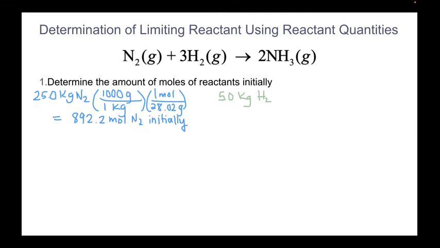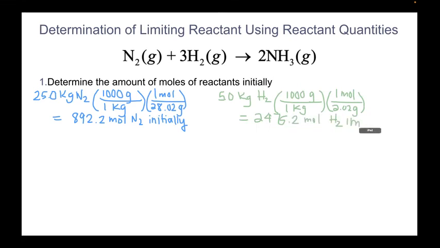Okay, hopefully you had a moment to challenge yourself and do this stoichiometry. Similar to our step on the left, we're able to say that for every 1 kilogram, I have 1,000 grams. And then for every 2.02 grams, we have 1 mole. As a reminder, in my denominator, I have to put 2.02 grams because I have 2 hydrogen atoms in H2. And when I solve for that, that ultimately tells me that we have 2,475.2 moles of H2 initially.